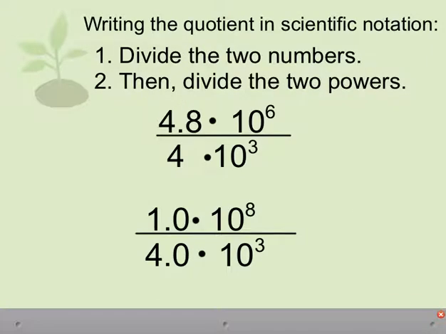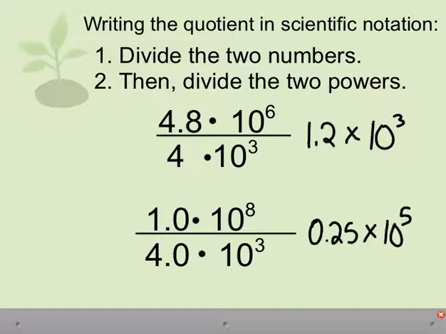Next, with division, it's really just the same. We need to divide the two numbers and divide the two powers. So in the first case, 4.8 divided by 4 is 1.2 times 10 to the 3rd. Remember that we subtract exponents when we're dividing, and we check to make sure it's in scientific notation, and yes, it is. And secondly, 1 divided by 4 is 0.25 times 10 to the 5th. But that's not in scientific notation. We need to borrow one of those 10s to multiply my 0.25 to get 2.5, and now we only have 4 left over. Or you can think about it as I'm moving my decimal forward, so I need to put my exponent down.